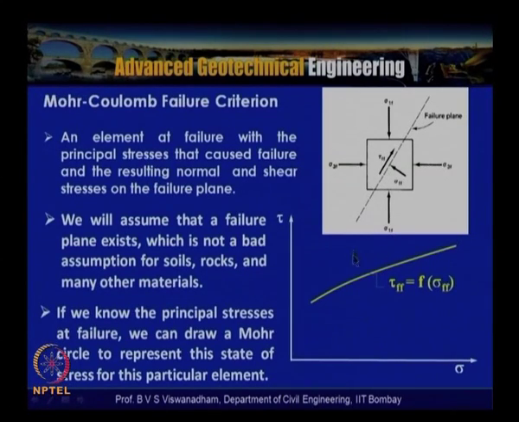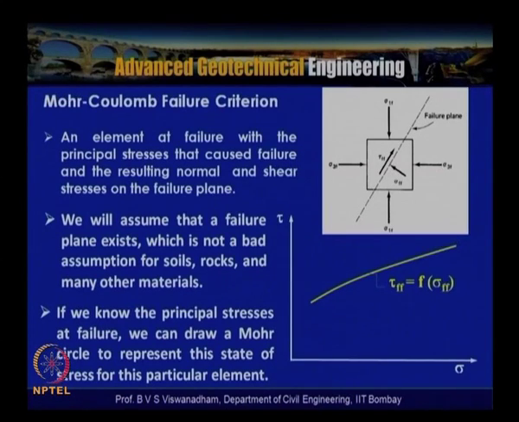So, if you see this element at failure, with the principal stresses that caused failure and the resulting normal and shear stresses on the failure plane, we will assume that the failure plane exists, which is not a bad assumption for soils, rocks and many other materials. If the material is homogeneous and there are no shear stresses along the major and minor principal planes, then there is a possibility that we can have conjugate failure planes. That means we will have failure planes in both directions.